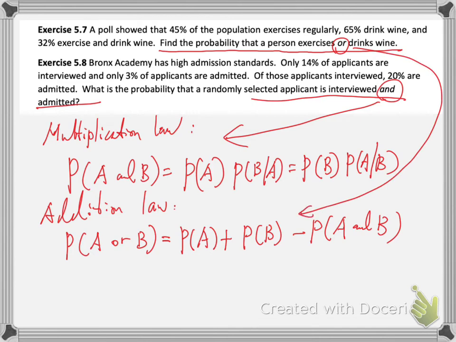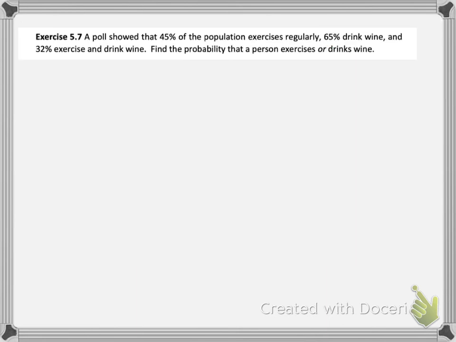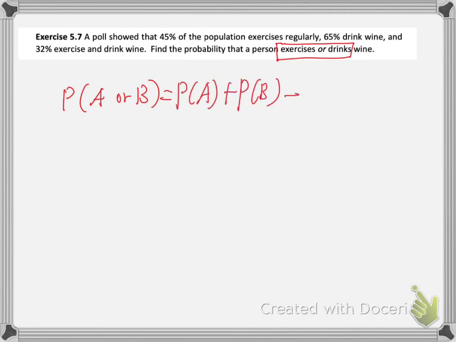So you look at what they want, "or" or "and", and then you pick the law. After you pick the law, you should write down the law. So let's focus on 5.7: exercise or drink. We already picked our law, so P(A or B) is P(A) plus P(B) minus P(A and B). First you write down which law you picked, and then you write down what A and B are for this particular question.